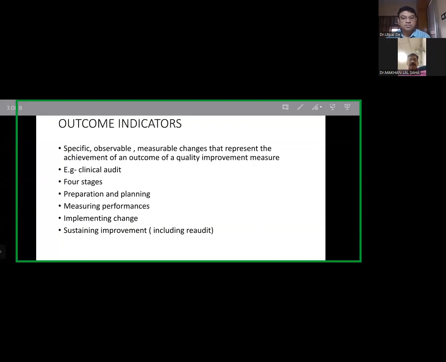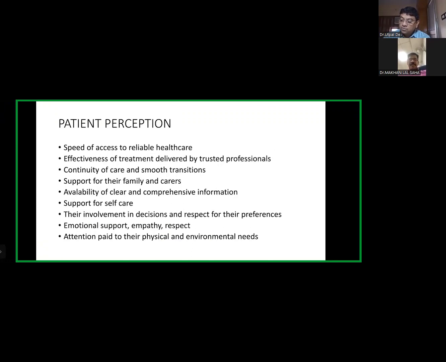For clinical audit, there are 4 stages: preparation and planning, measuring the performances, implementing change, and sustaining improvement, which includes re-audit also. Then patient perception is measured on the basis of the speed of access to reliable healthcare, effectiveness of the treatment, continuity of care and smooth transitions, support for their family and carers, availability of clear and comprehensive information, support for self-care, their involvement in decisions and respect for their preferences, emotional support, empathy, respect, and attention paid to their physical and environmental needs.